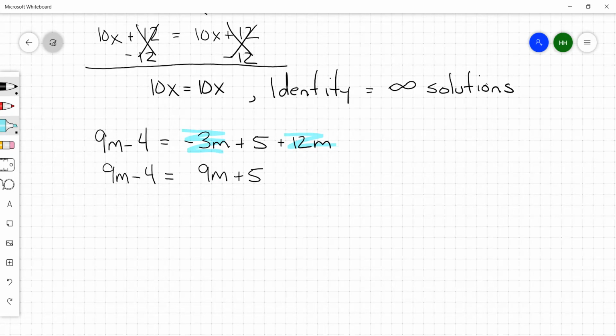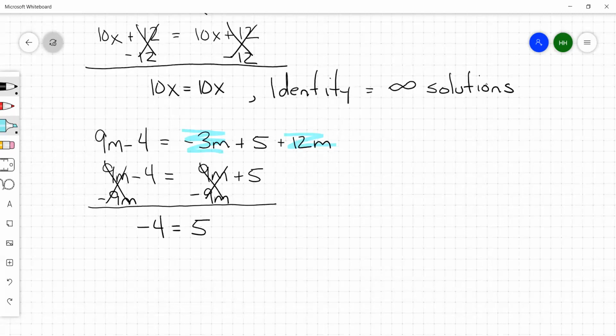If we get rid of the 9m's right here, say you subtract 9m from each side. The 9m's cancel on the left, and you're left with a negative 4. The 9m's cancel on the right, you're left with a positive 5. And I don't know where you went to elementary school, but where I went, negative 4 doesn't equal 5.